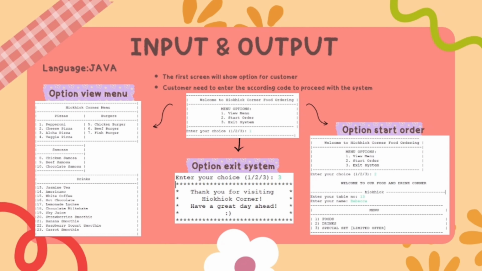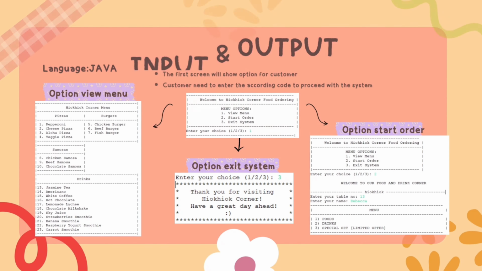The first screen will show options for the customer. The customer just needs to enter the corresponding code to proceed with the system. If the customer presses 1, it will display all the available menu. If they press 2, the start order process will start by entering customer name and table number. Then, the menu will start by asking whether the customer wants food, drinks, or a special set. Just enter the code to proceed. For option 3, the system will exit and it will display the thank you message.